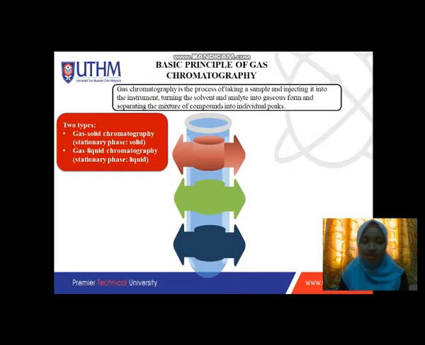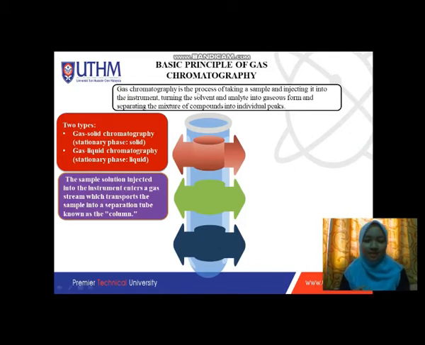In gas solid chromatography, the mobile phase is gas while the stationary phase is solid. It is used for separation of low molecular weight gases, for example, air components, carbon dioxide, carbon monoxide, and oxides of nitrogen. While in gas liquid chromatography, the mobile phase is a gas, while the stationary phase is a liquid that is retained on the surface of an inert solid by absorption or chemical bonding.